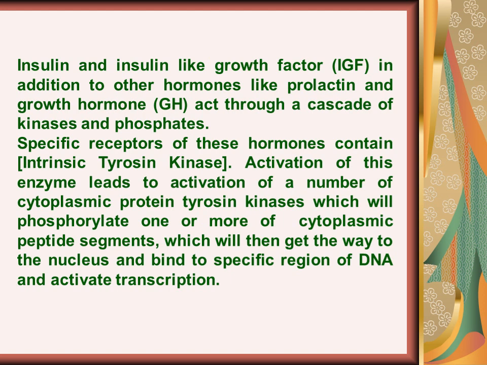The last mechanism shared in the 4 groups is that insulin and insulin-like growth factor, in addition to other hormones like prolactin and growth hormone, act through a cascade of kinases and phosphatases. The specific receptors of these hormones contain intrinsic tyrosine kinase. Activation of this enzyme leads to activation of a number of cytoplasmic protein tyrosine kinases, which will phosphorylate one or more of the cytoplasmic peptide segments, which will then make their way to the nucleus and bind to a specific region of the DNA and activate translation.